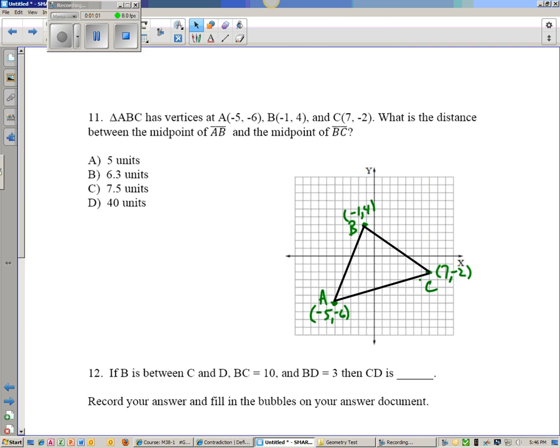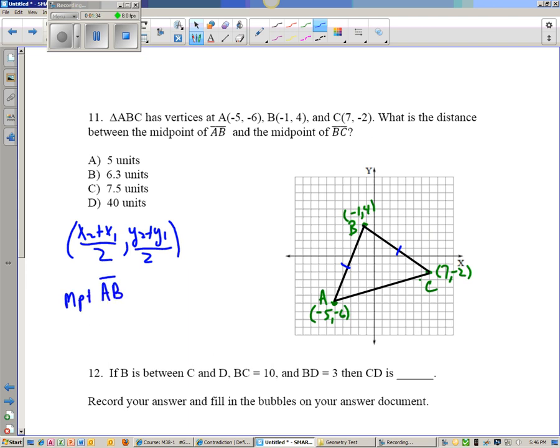Okay, it says what's the distance between the midpoint of AB? All right, so I wanted to find out between this line and between BC, which is this line. So the first thing I got to do is find the midpoints. The midpoint formula is x2 plus x1 over 2, and then y2 plus y1 over 2. That's my midpoint formula.